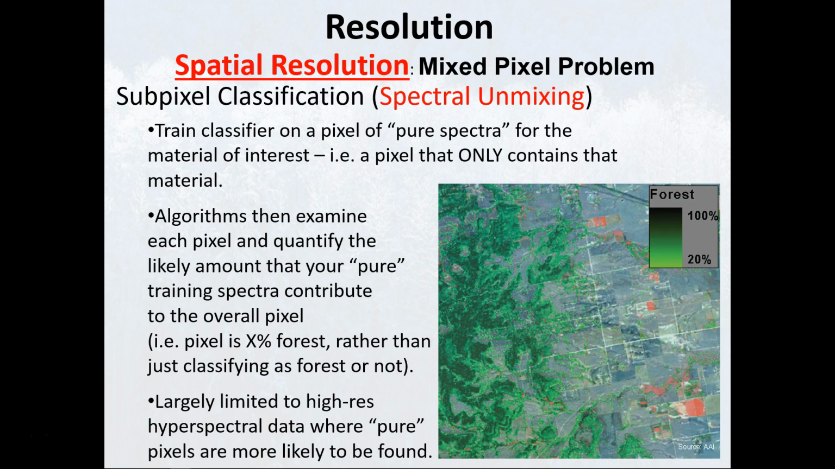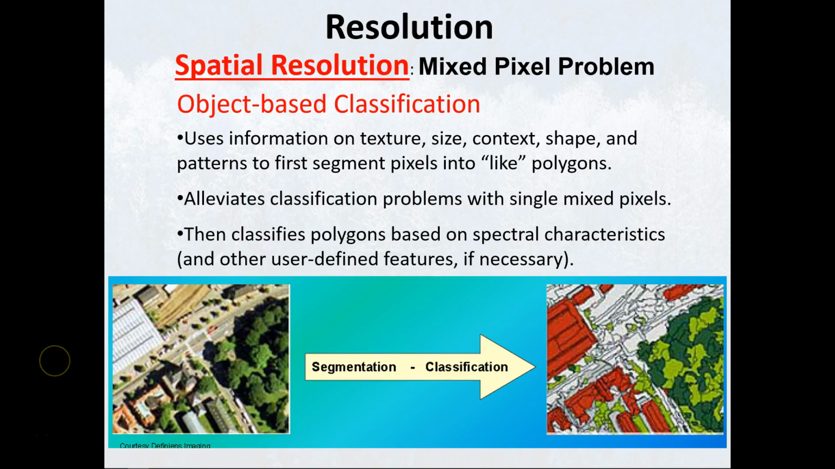So let's say we're trying to map sugar maple. We need pixels where we know sugar maple is the only species there. And then we can use that spectral signature to examine each pixel across the landscape and quantify how much of a given pixel contains sugar maple. So for example, pixel X contains 20% sugar maple, whereas most classifiers would say it's either sugar maple or it's not. Another method that is used to overcome the mixed pixel problem is object-based classification.